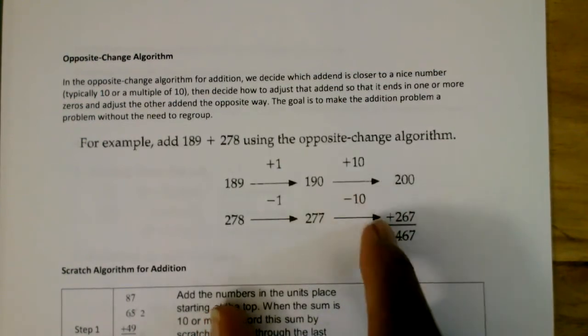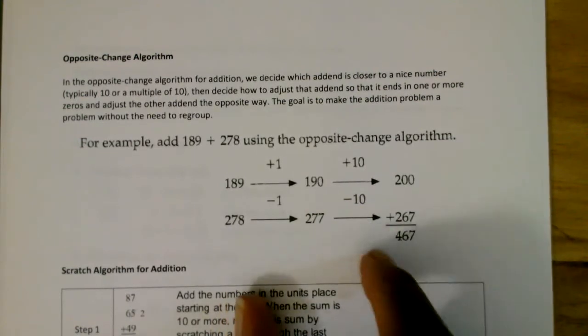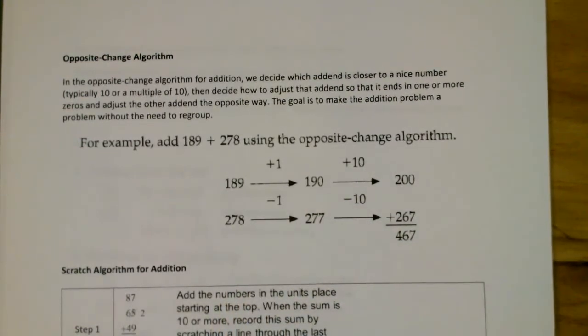So we got 200 plus 267, which we can easily add and come up with the answer of 467. Okay. So here we have an easier problem that we can do without having to do any regrouping. So that's the opposite change algorithm.